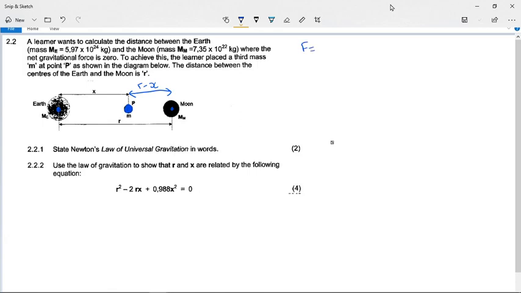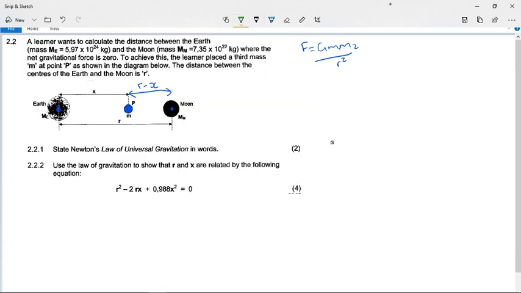So we use this formula, F equals G M1 M2 over R squared, where that big G is the universal gravitational constant, M is the mass of the object, and the other M is the mass of the planet, and R is the distance between their centers. So let's have a look at what's going on here, first of all, before we go any further.